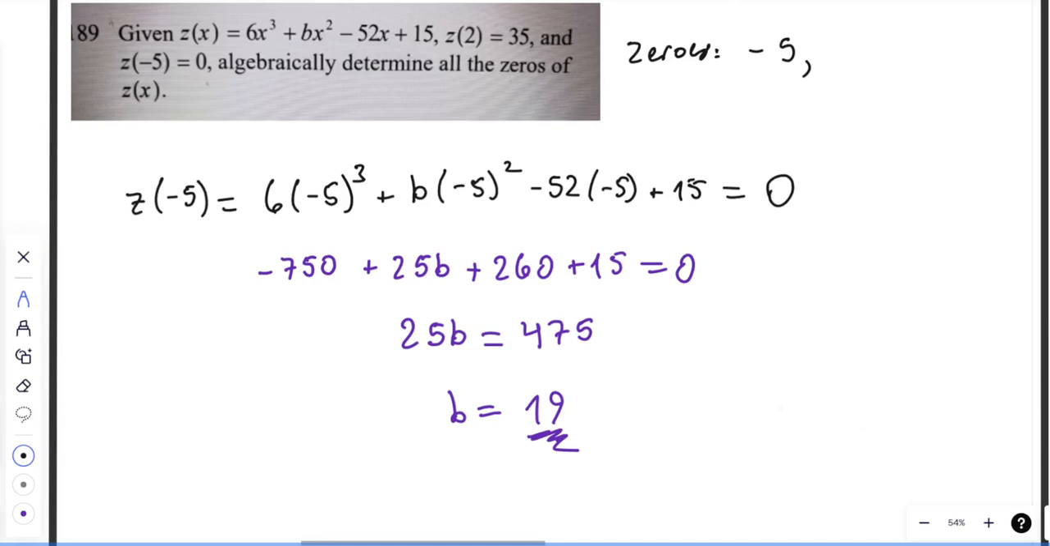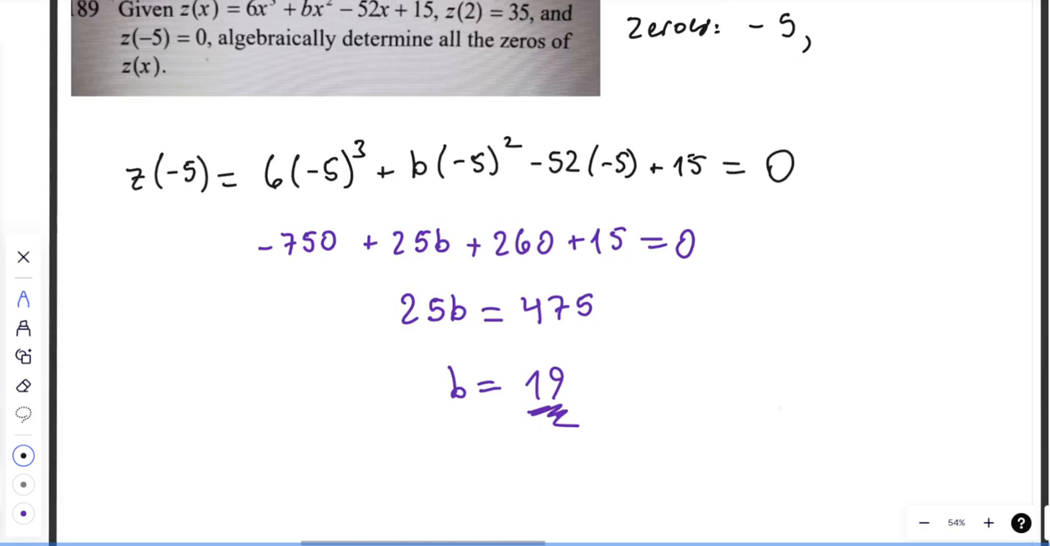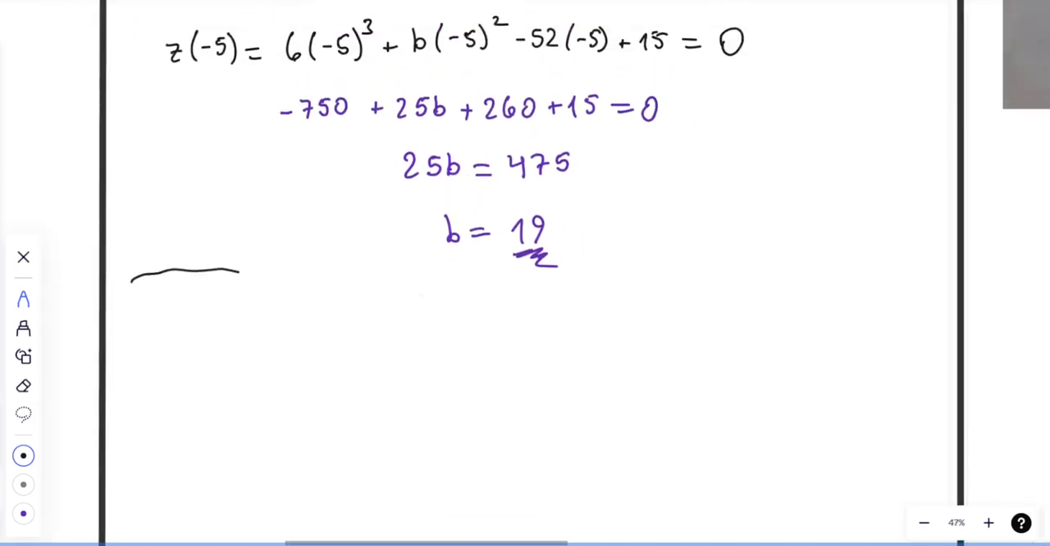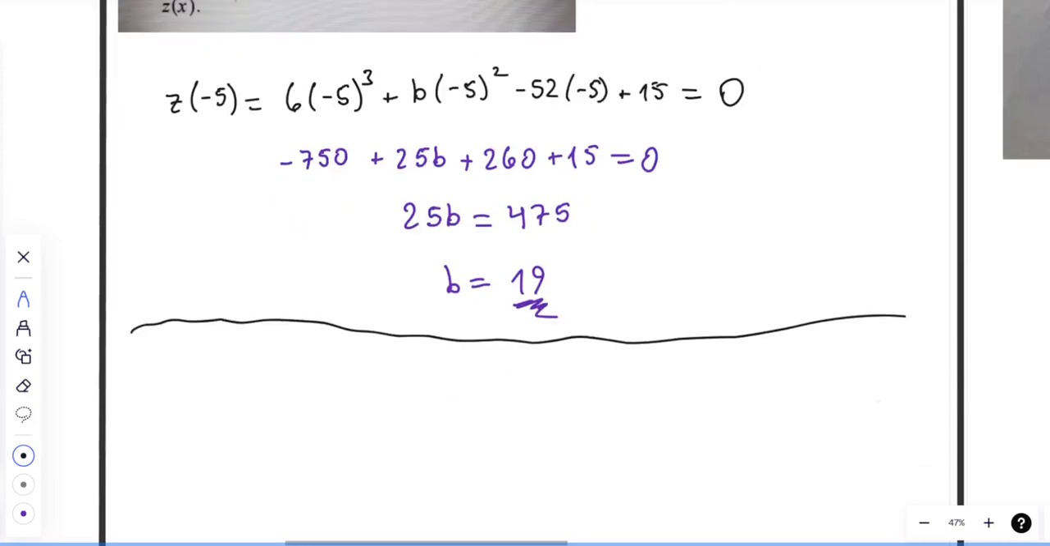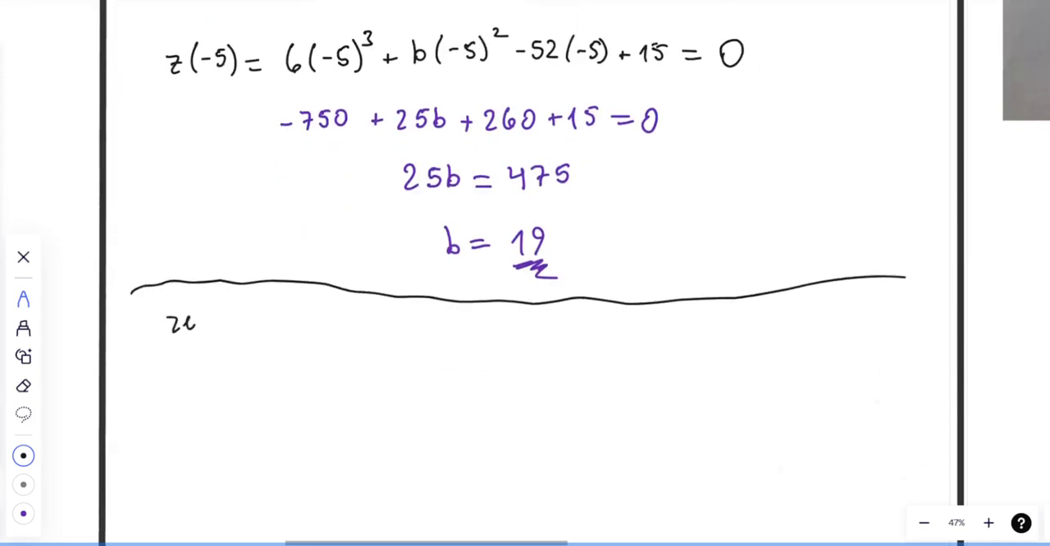The other ones are a little bit trickier. I'm a little bit rusty, but you could do synthetic division and get a quadratic polynomial. You could do even long division, which is probably what I'm going to do because that's the only way I remember to do it. But if we know that one of the zeros is at -5, that means that x plus 5 is a factor.